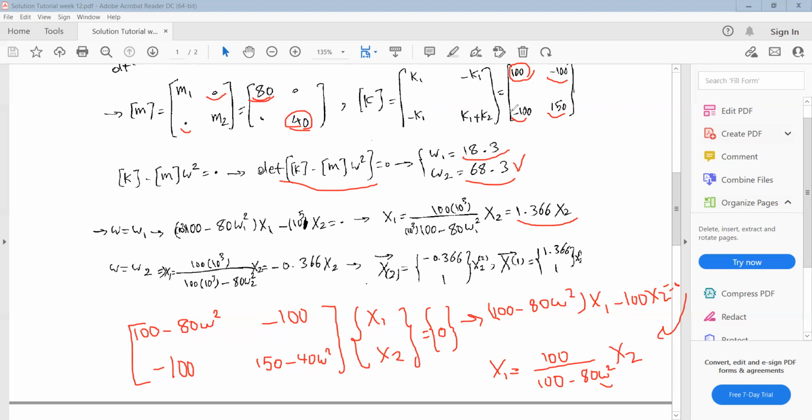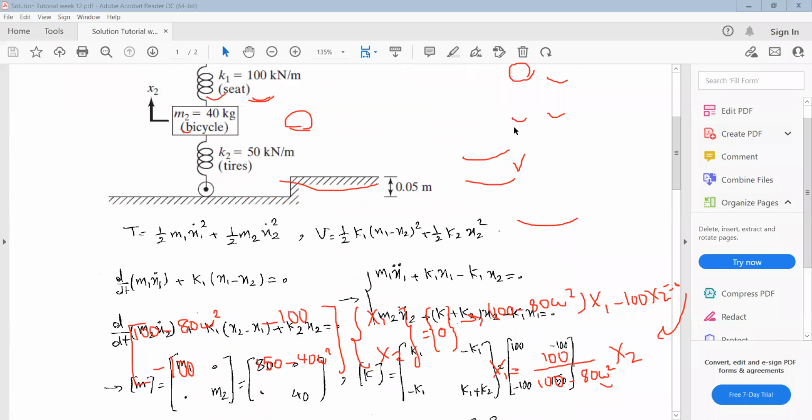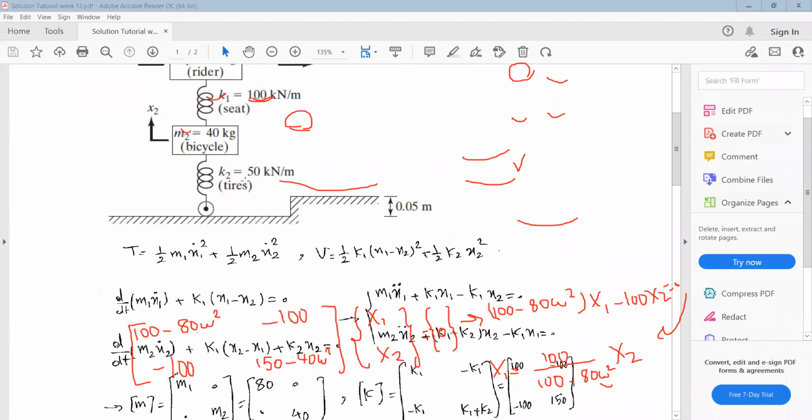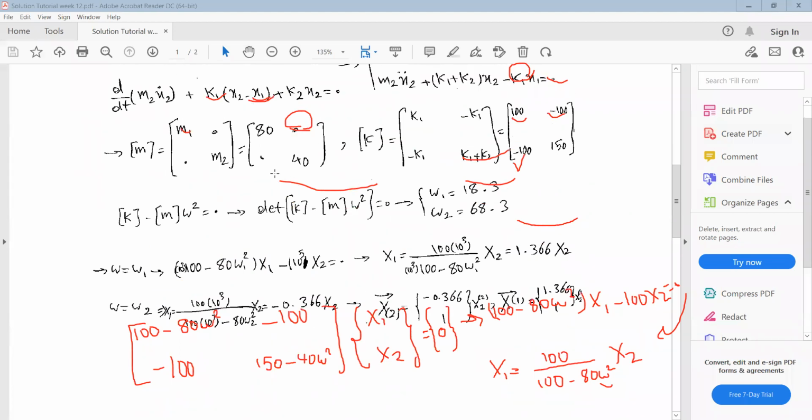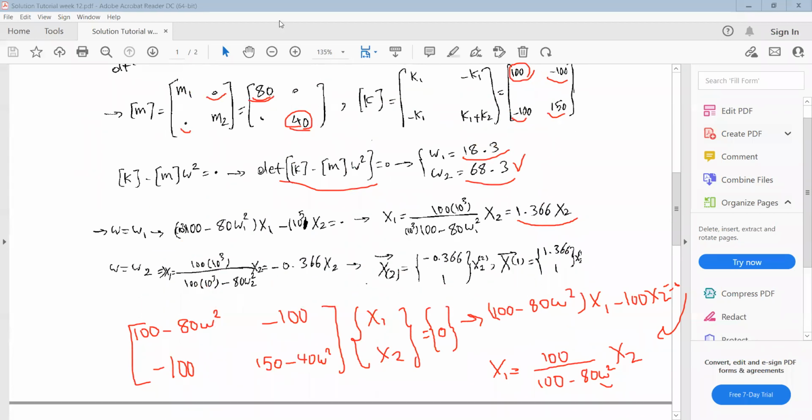Of course, I should mention here we had 100 kilonewton and 50 kilonewton. So in this matrix K, we have multiplied by 1000, because this is in kilonewton and we need to substitute. Instead of 100 and 115, we should substitute 100 multiplied by 1000. So we can simplify and obtain the relation for x1 and x2, and these are the mode shapes.